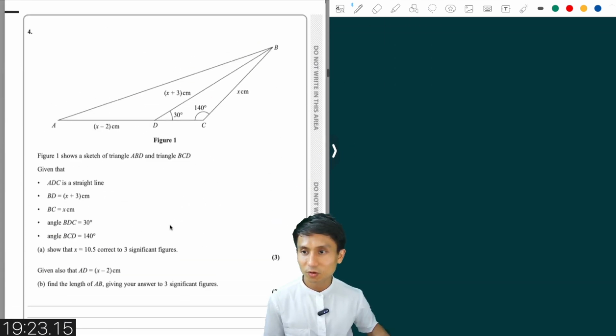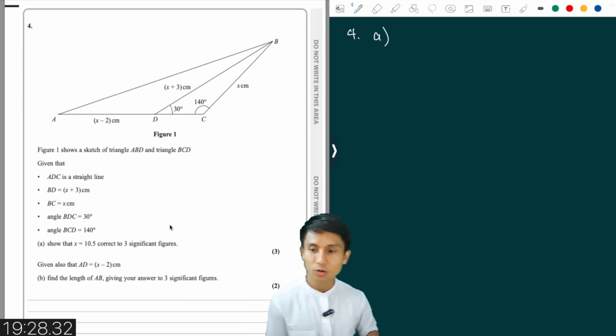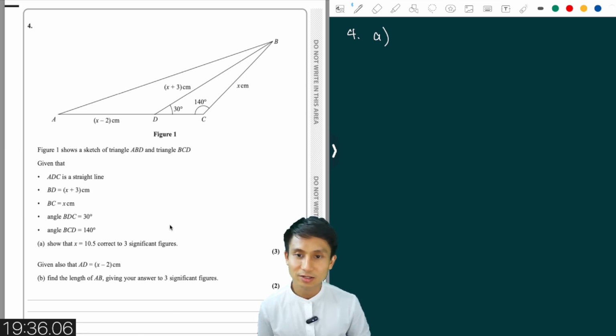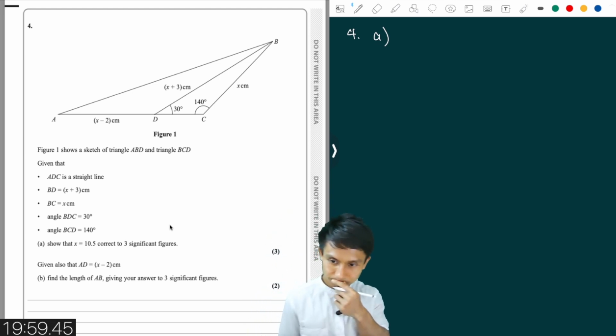Next question 4. Ooh, that's a big question. No, it's just a big diagram. For part A. Okay, 19 minutes now. Figure 1 shows a sketch of a triangle ABD and triangle BCD. All right, so we have that sketch there. ADC is a straight line. Yeah, I'm just following the question here. ADC is a straight line. BD is x plus 3. BC is x. Angle BDC is 30. BCD is 140. Show that x is 10.5, correct to 3 significant figures.